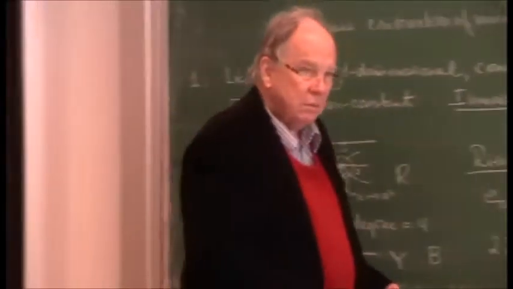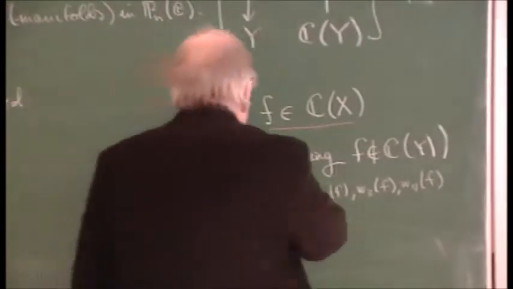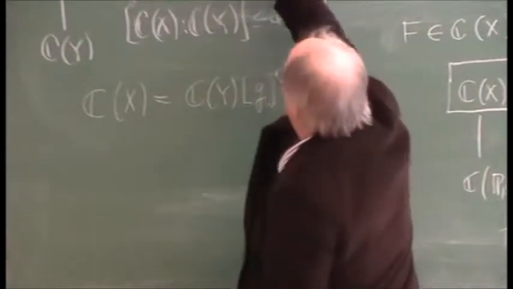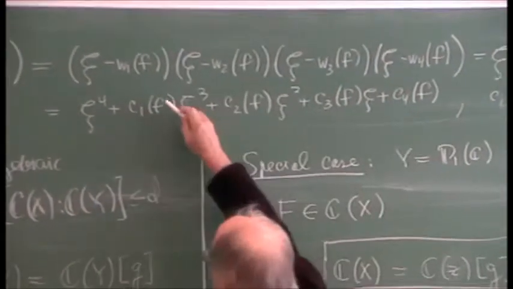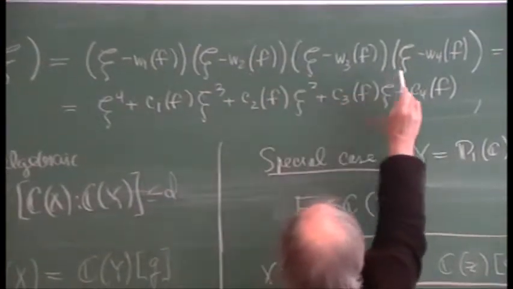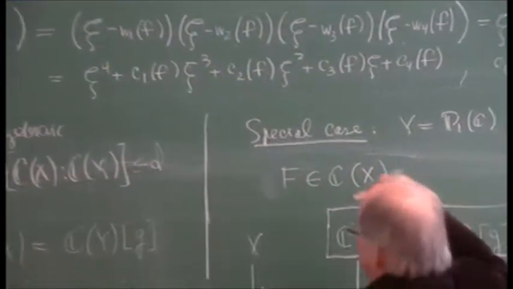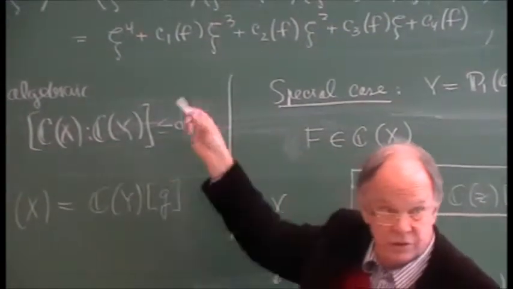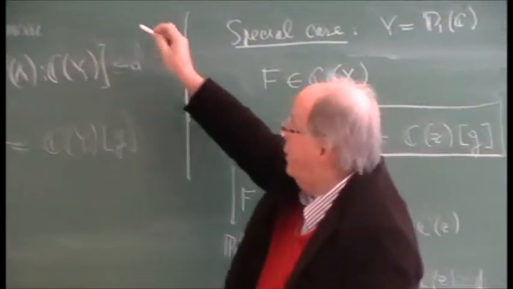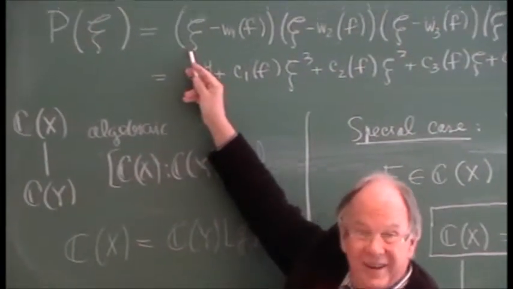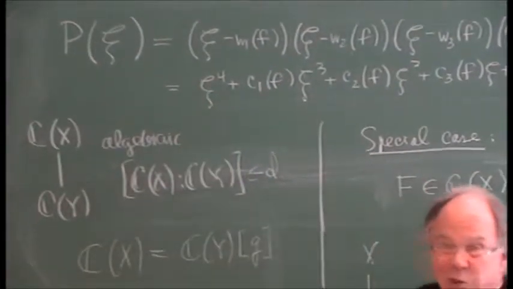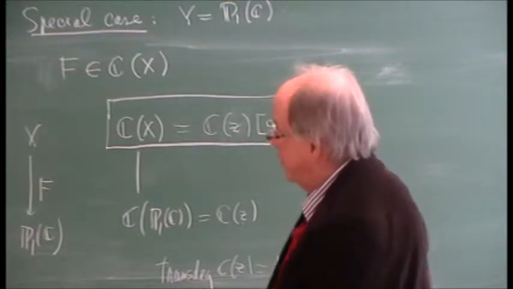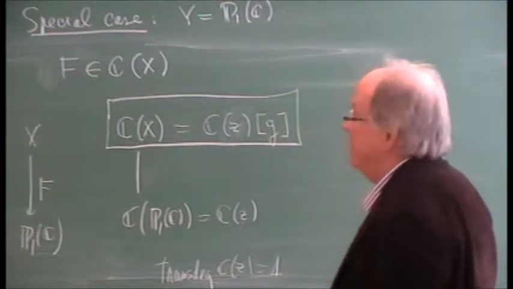That's not well defined. But if I write down a polynomial, putting these values in here, then that polynomial is well defined because the coefficients are just the symmetric functions in those numbers. And that polynomial is good because when I put in f, it kills it. So this is a monic polynomial of degree 4 that kills this function.